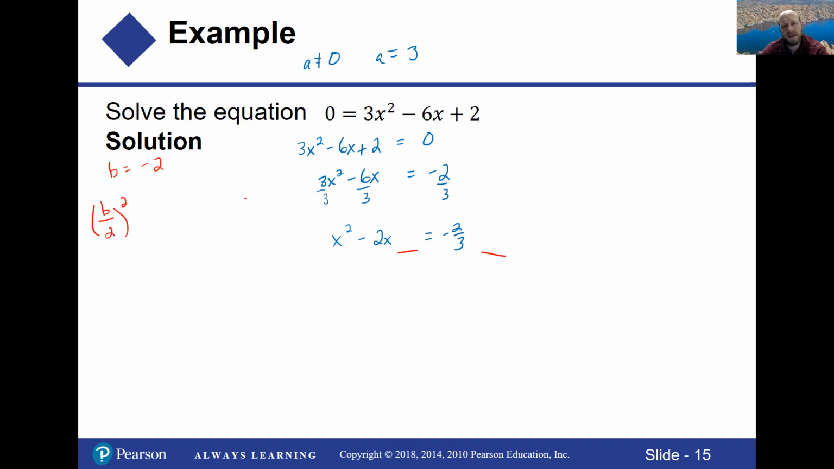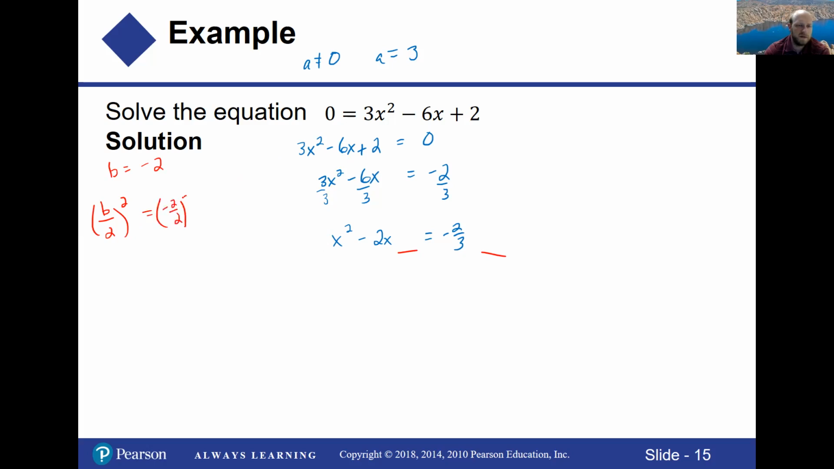A very common mistake is people would take this right away and then go, oh, b is -6. That kind of makes sense. I see where you're coming from there, but you have to do it after you divide. So your leading coefficient has to be a 1. So let's go ahead and plug in -2 for b.